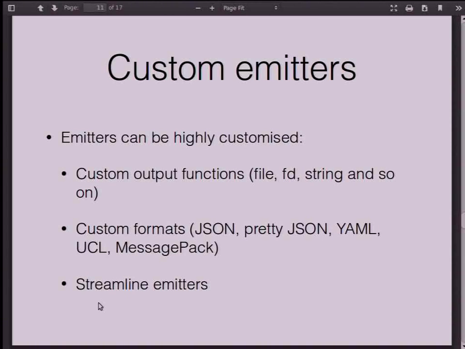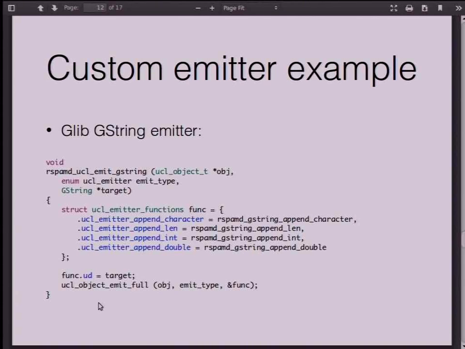Unfortunately, some formats do not support streamline, for example, MessagePack. The problem here is that there are no streamline objects or arrays. In the CBOR format, there is support for streaming objects and arrays, but currently UCL does not support CBOR. This is in plans, but not in the recent ones. So, for example, here is a custom function to emit to a glib GString.